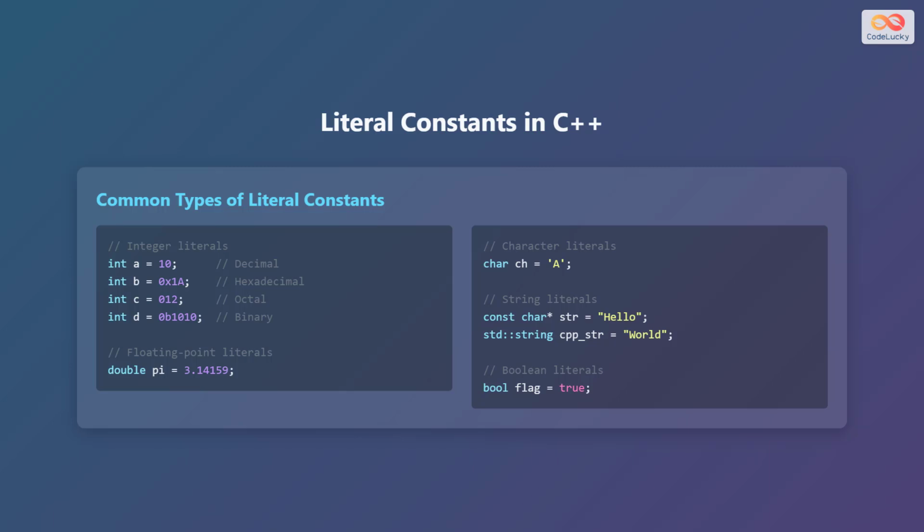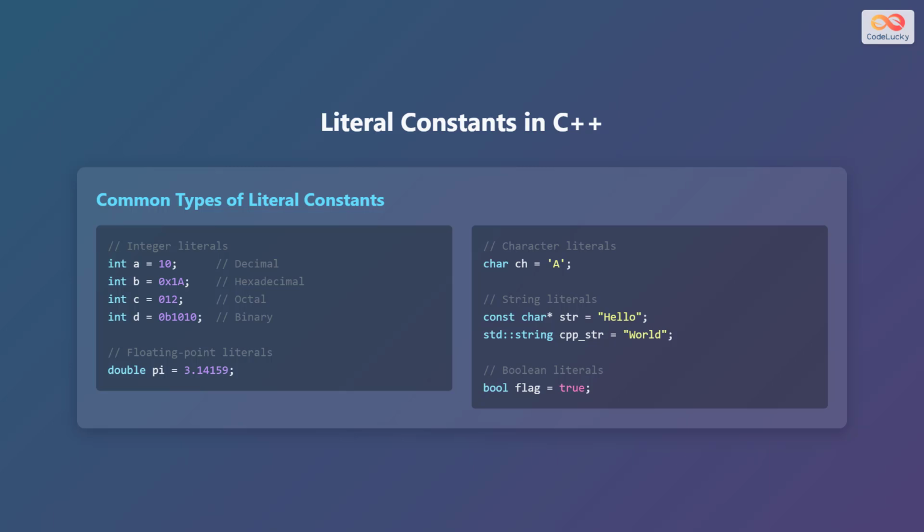Finally, an integer d can be assigned a binary value, such as 0b1010. Next up are floating point literals. Here we declare a double variable named pi and assign it the value 3.14159. Next, we have character literals. To define a character literal, we declare a char variable, such as ch, and assign it a character value enclosed in single quotes like 'a'.